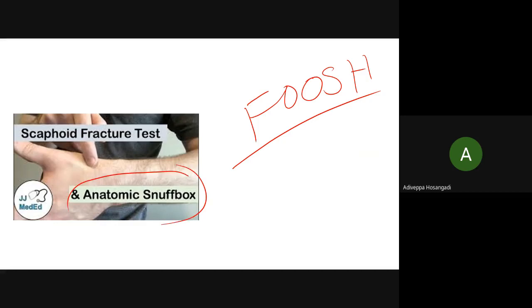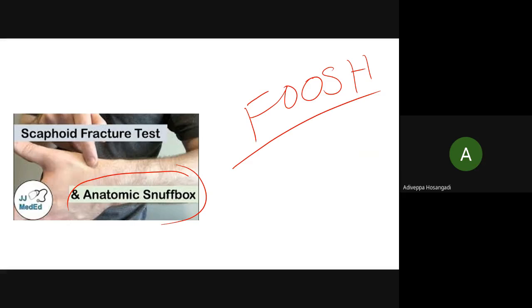So, what is the history they come with? They come with a history of, as you know very well, a fall on an outstretched hand. Whenever they come, there are certain typical characters about scaphoid fracture. Please remember this. The patient comes with a fall on an outstretched hand, and they come with tenderness around the wrist. They do not come and tell you that they have pain in the anatomical snuff box, isn't it? They come and complain that there is pain around the wrist.